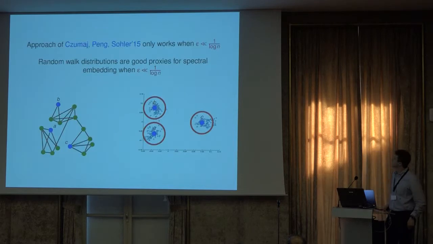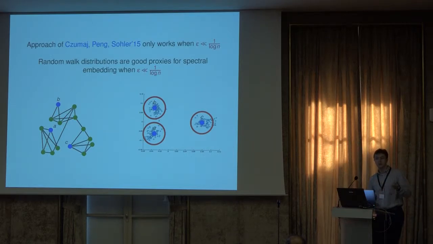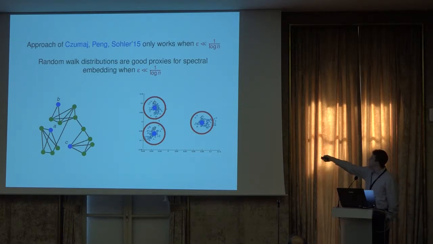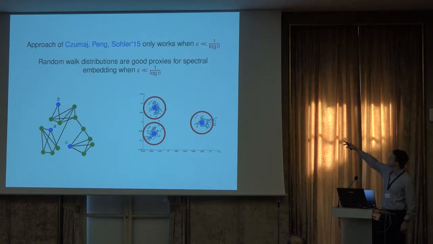Great, so when does this work? Well, Chumai and others show that this algorithm works whenever epsilon, the gap between the outer conductances in the two cases, is much smaller than 1/log n. Think of much smaller than one over the length of the random walk that you run. And intuitively, this is because in this parameter regime, random walk distributions are pretty good proxies for the spectral embedding that one would use in spectral techniques.